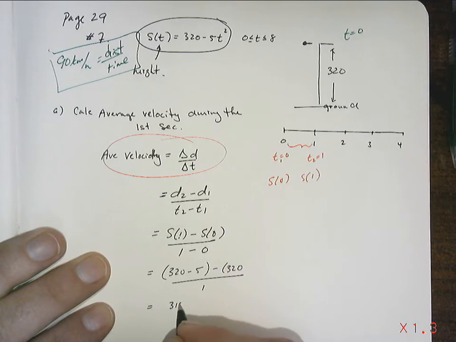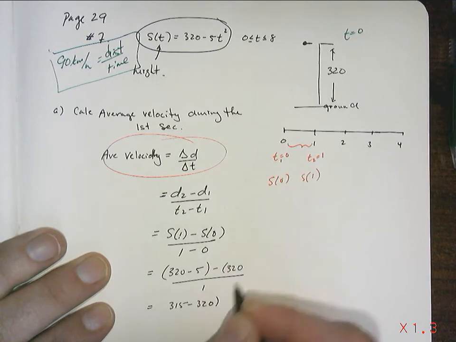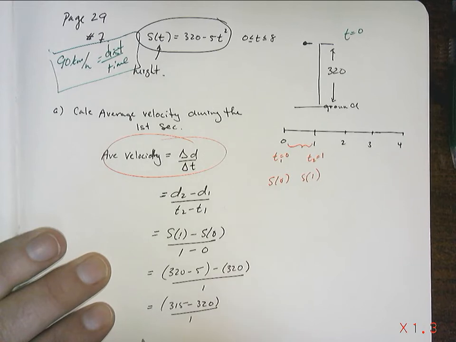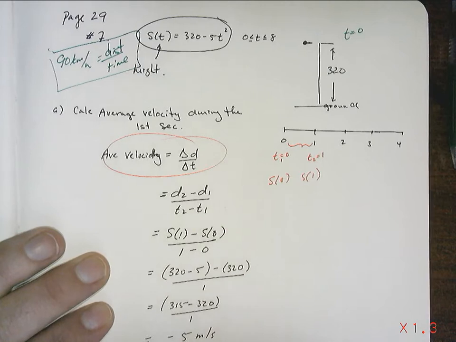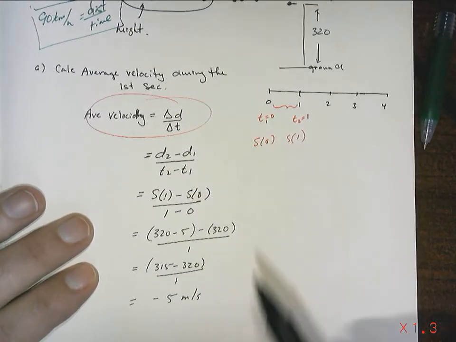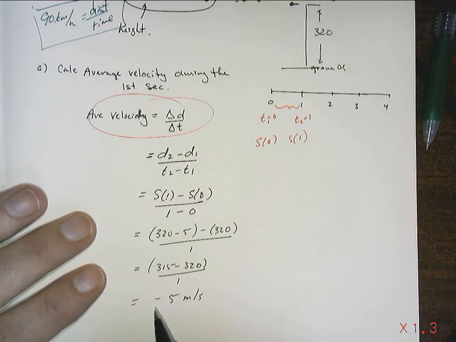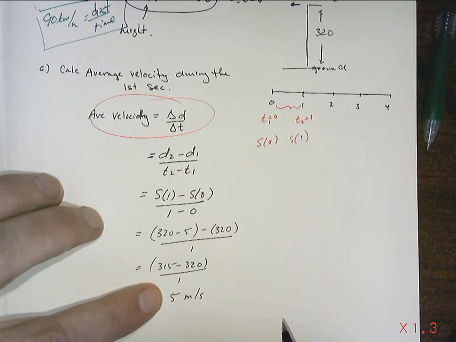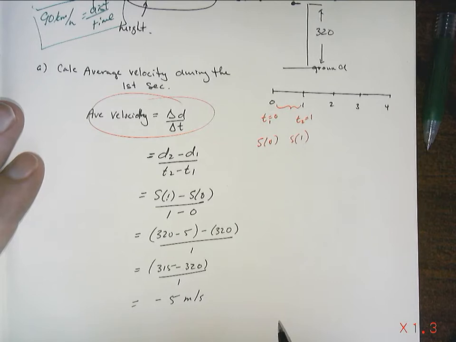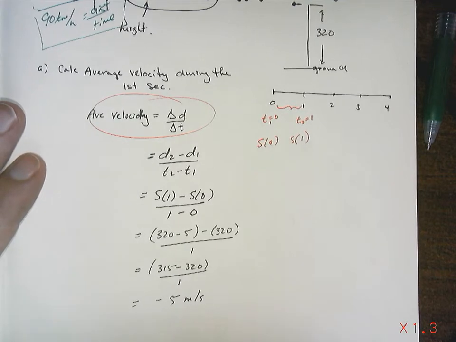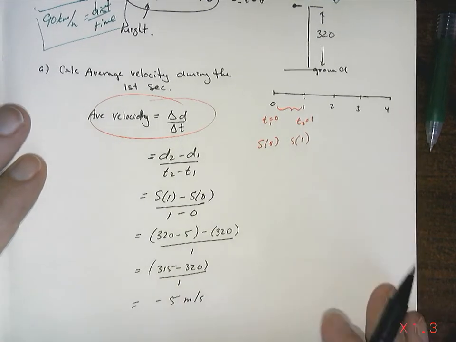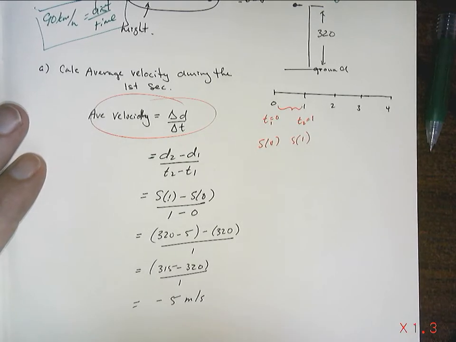That's going to be 315 minus 320 over top of 1, and I think that works out to -5 meters per second. Depending on whether you're looking at the back of the book or the online answers, you might have the negative associated with it or not. I can handle both as long as we say it's 5 meters per second towards the ground, or -5 meters per second in relationship to up being positive. Either way, we're looking for this 5 meters per second.